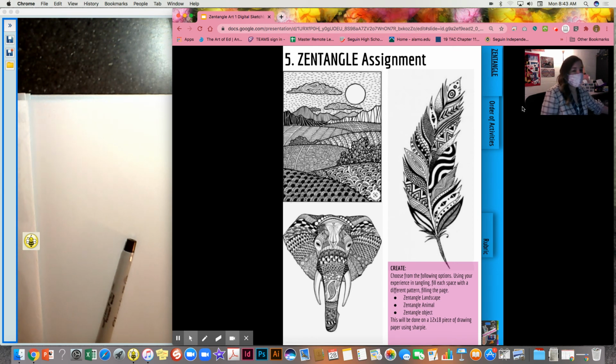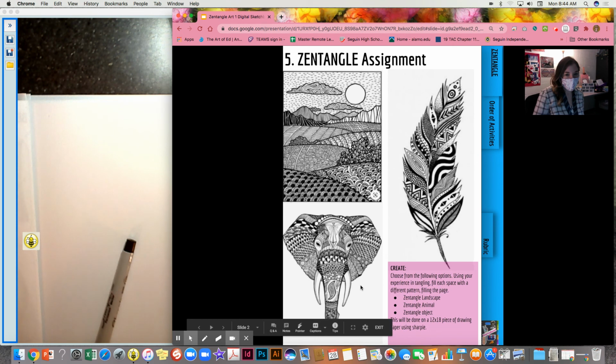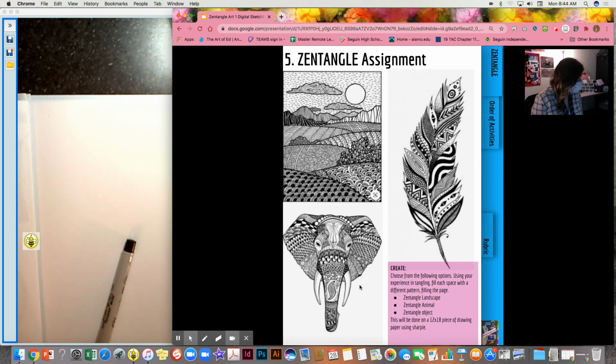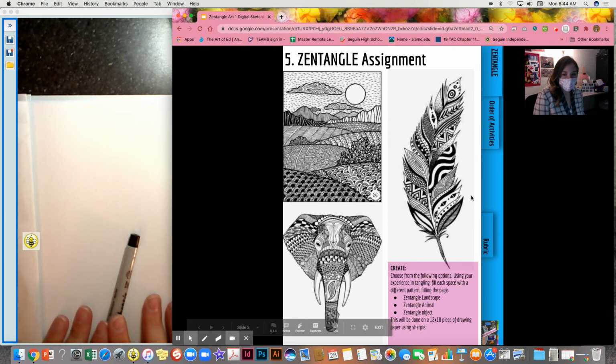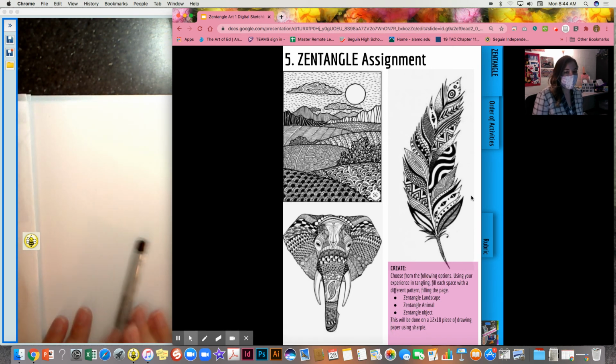You can choose between a landscape, you could do an object like this, you could do an animal if you want to. My dog is really cute, so that would probably get you bonus points. You could do a portrait, but that's a little more challenging, so you might not want to get that crazy. It will be done in Sharpie, and again, I'm looking for you to fill the page. And they turn out really, really cool in the end.